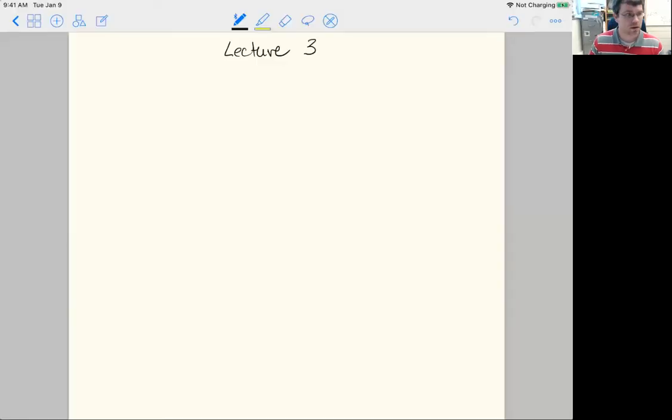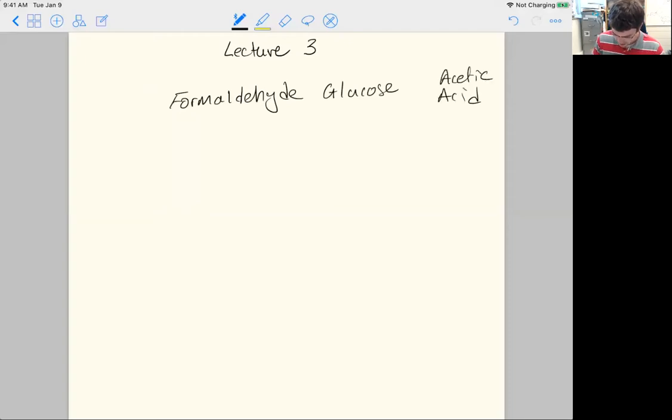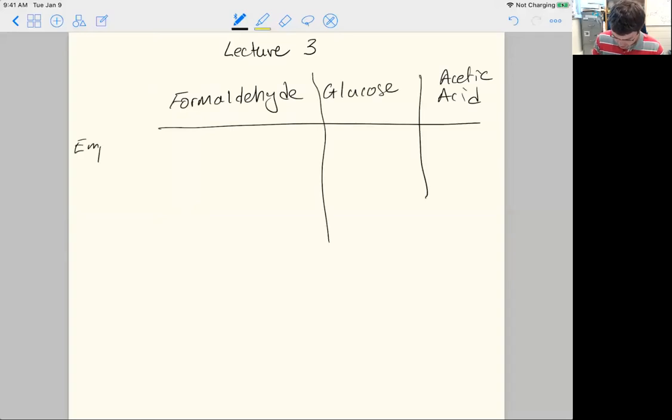So let me get my notes up in front of us. Okay, so last time we looked at the molecules formaldehyde and glucose. Actually, I'm going to give myself a little bit more space. Sorry about that. And I also want to look at acetic acid. I like these examples because they allow us to further illustrate the shortcomings of the empirical formula.